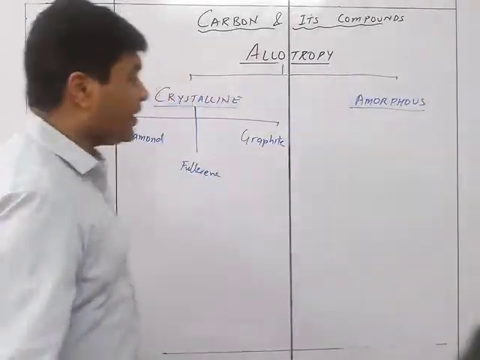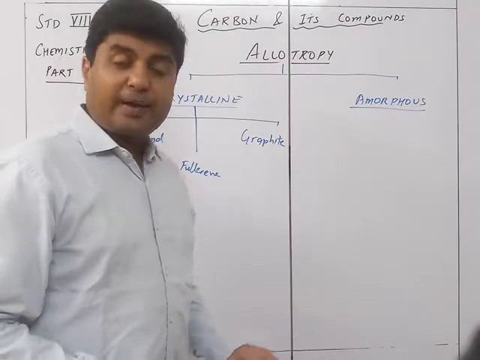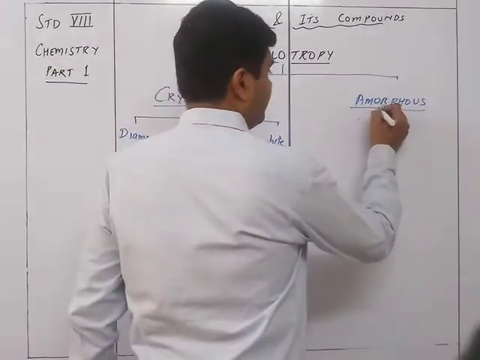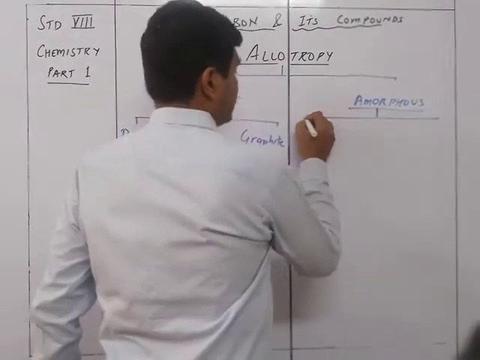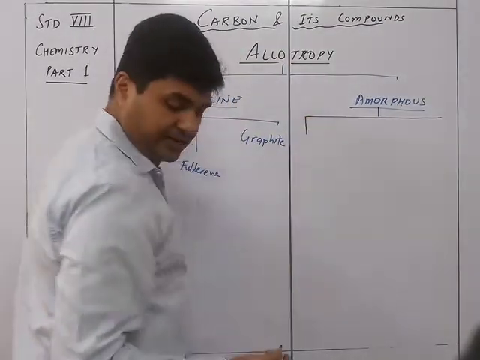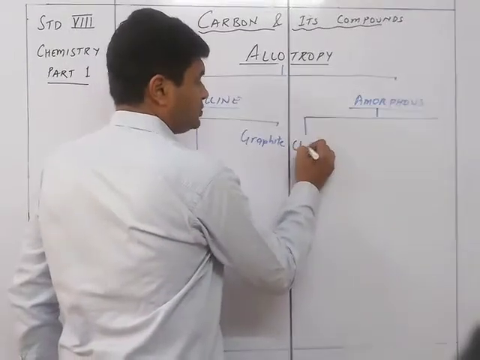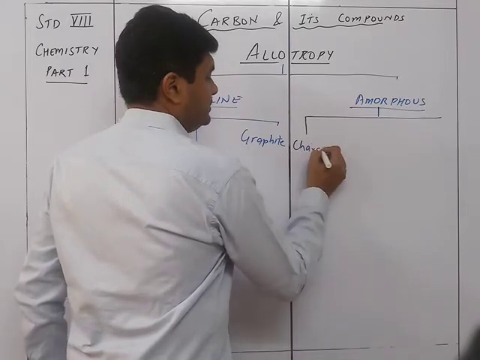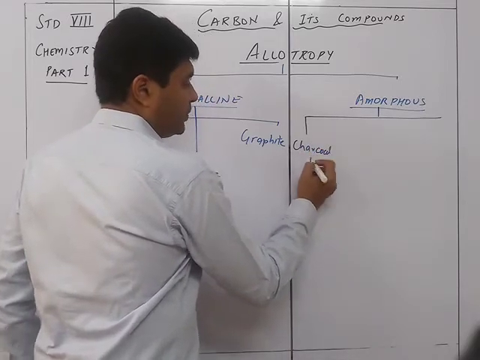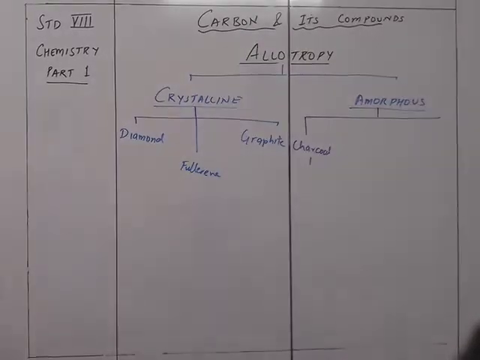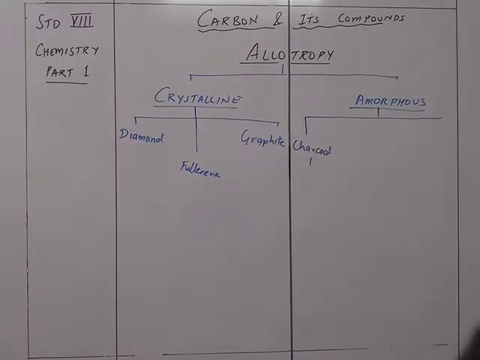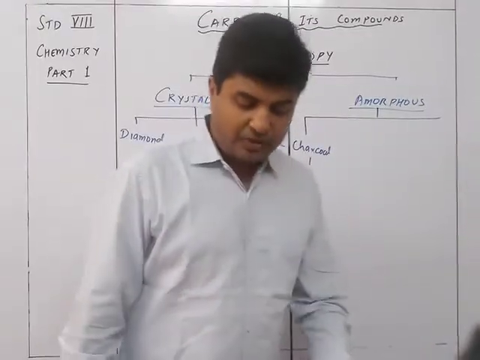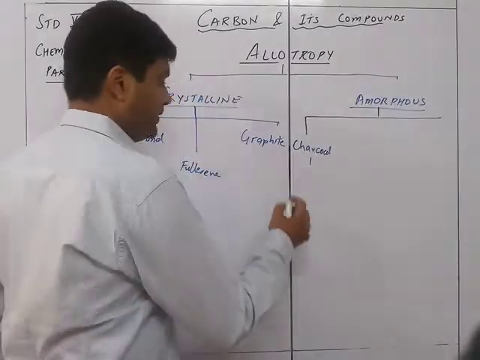Now in the amorphous form, they are basically the different kinds of charcoal. So there are different kinds of coals. The first one over here is the different kinds of charcoal. Charcoal is in different forms. Over here there are 3 types of charcoal which are given.